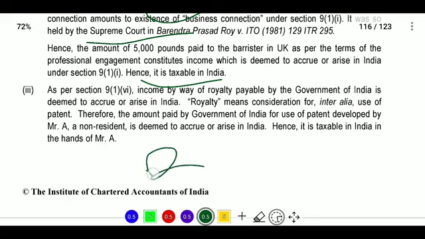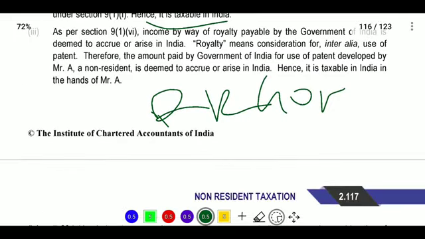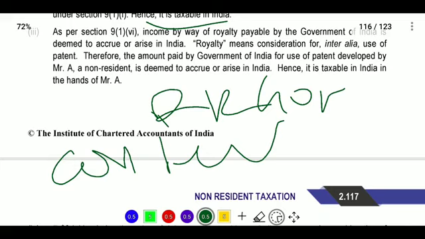Any royalty paid by Government of India is deemed to accrue or arise in India. Here royalty means consideration for use of patent. So when an amount is paid for the use of a patent, it will be treated as royalty. Therefore the amount paid by Government of India for use of a patent developed by Mr. A, a non-resident, is deemed to accrue or arise in India. Hence it is taxable in India in the hands of Mr. A.